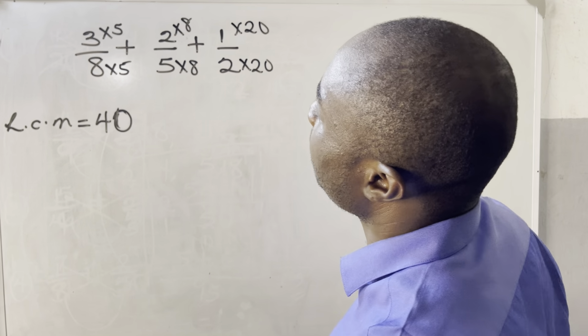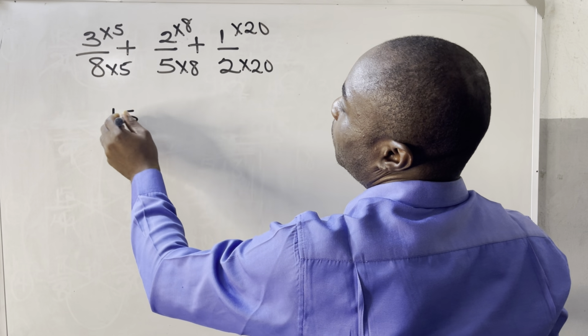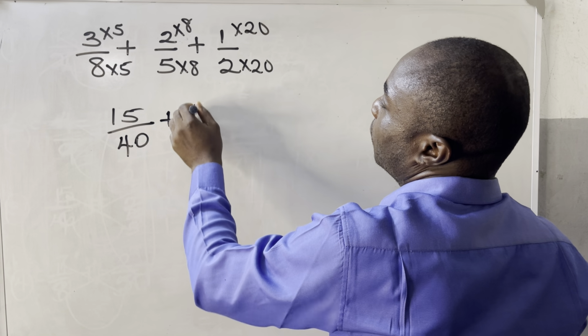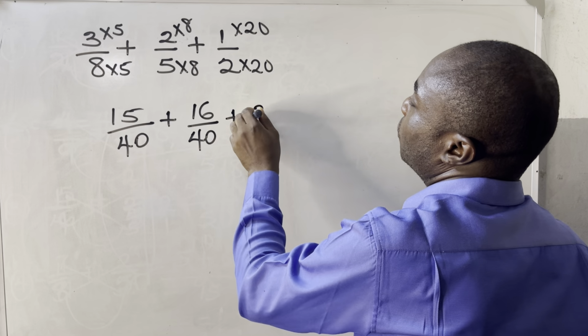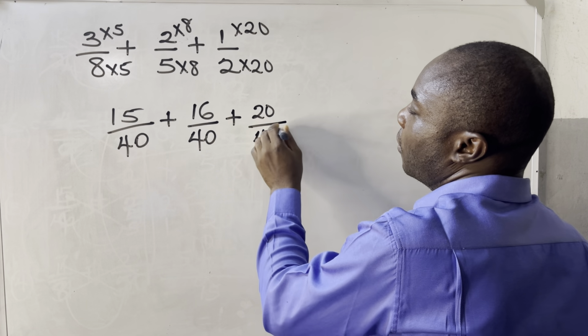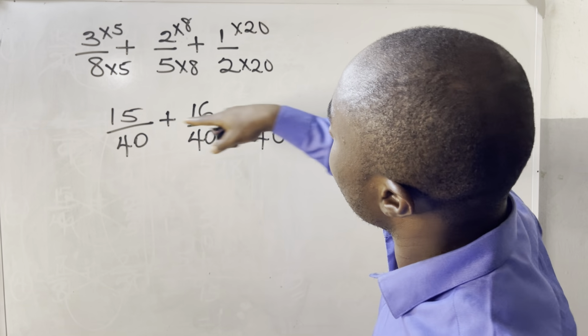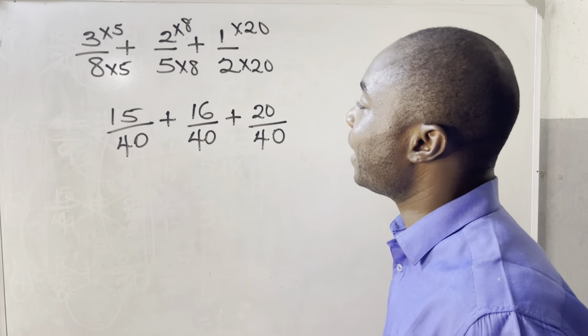So let's simplify now. We can now bring down 15 over 40, then 16 over 40, then 20 over 40. Now what we need to do is to add our numerators. The denominators are now the same, so let's add our numerators.